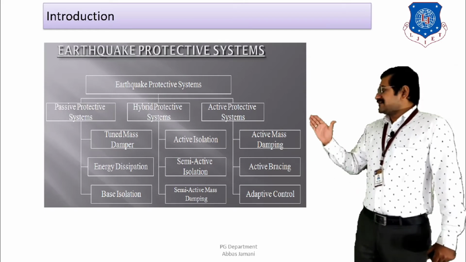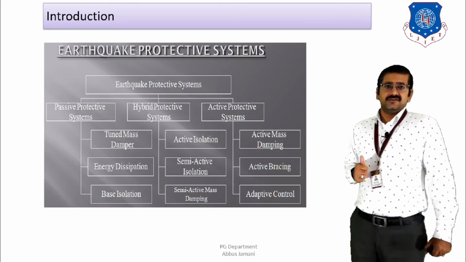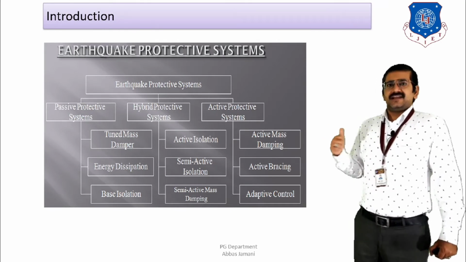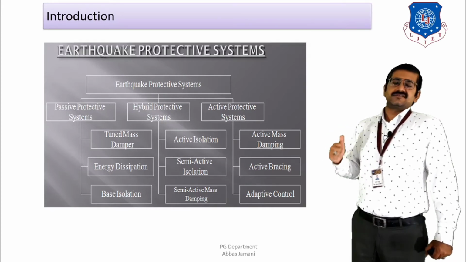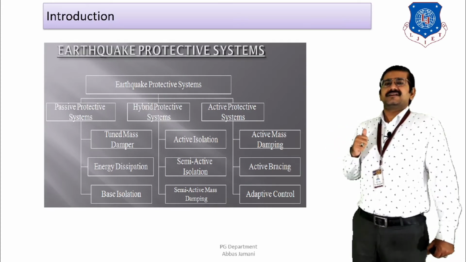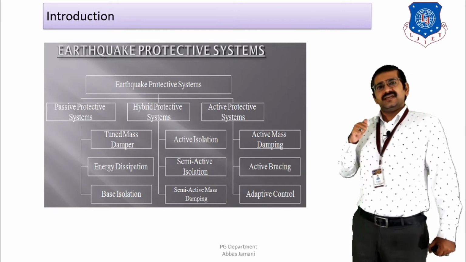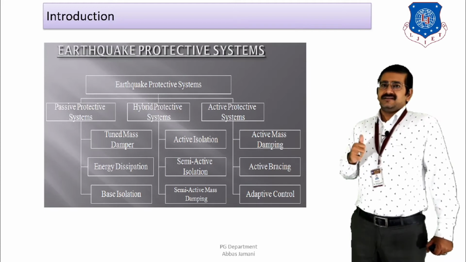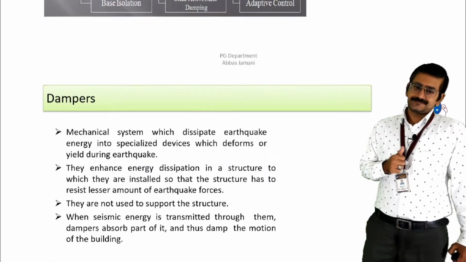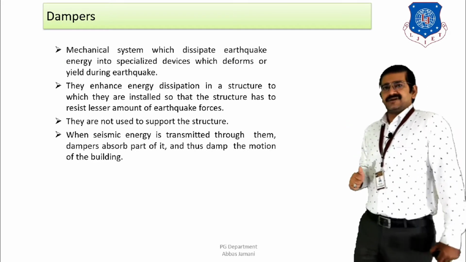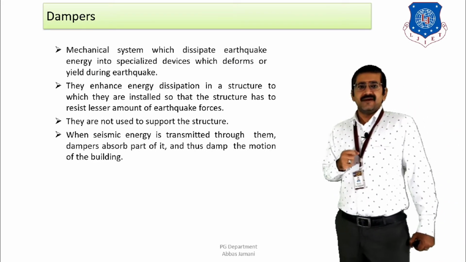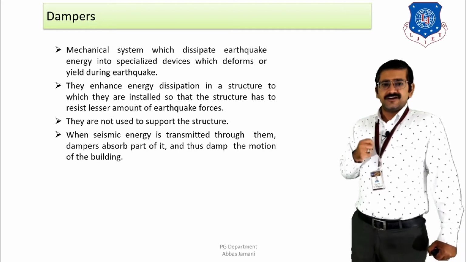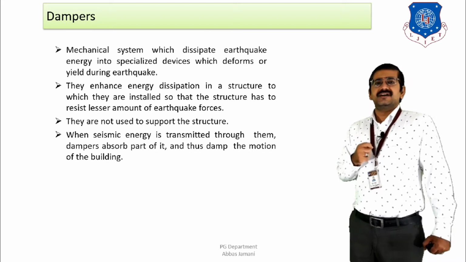Out of these nine different categories, tuned mass damping is one of the familiar things that we are well aware of, and as a result we come to the discussion of dampers, where we discuss the different types of dampers, the behavior of the building when subjected to lateral loads under the effect of dampers, and lastly the function of dampers as well. So what is the definition of a damper? The damper is basically a mechanical system which dissipates the earthquake energy into specialized devices which deform or yield under the effect of an earthquake.